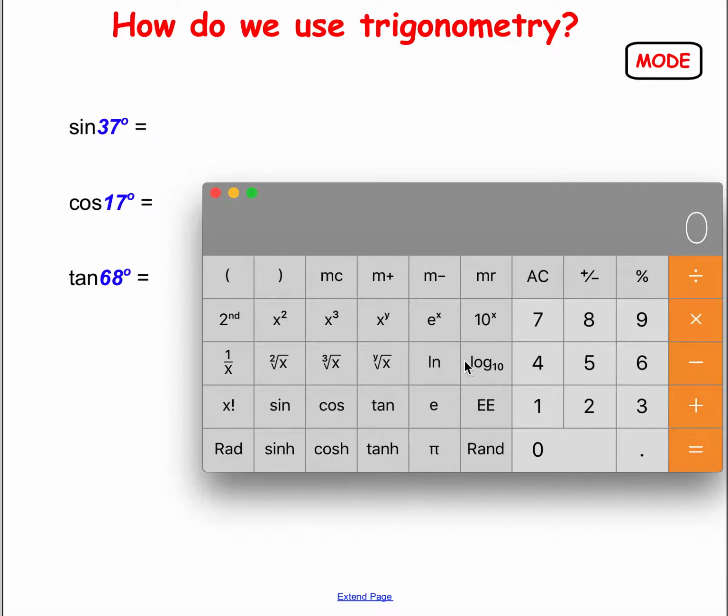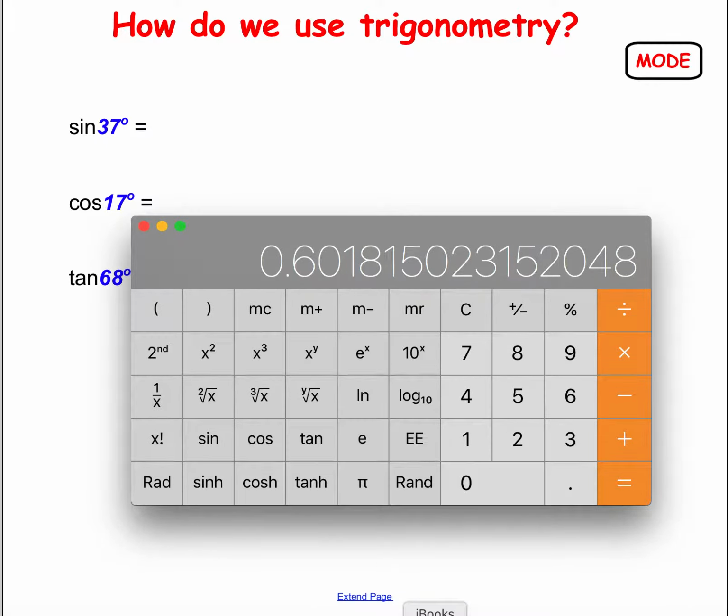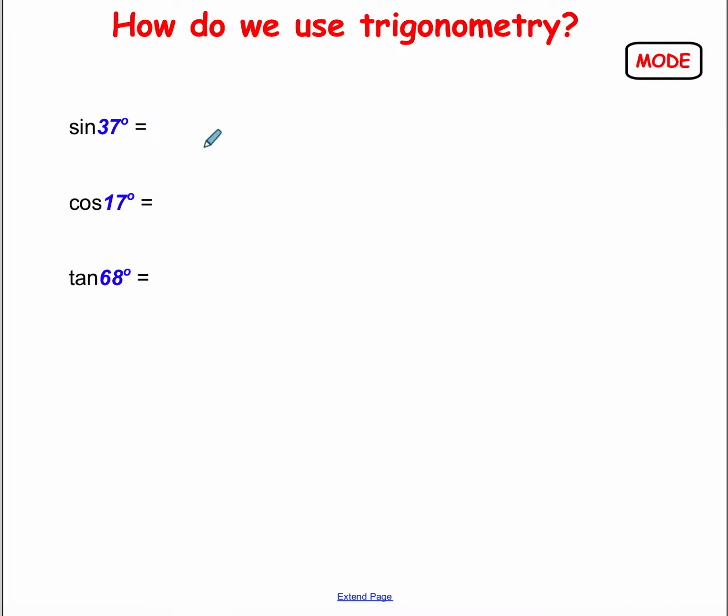I can take the sine, cosine, and tangent of these numbers. You'll see them on your calculator. This calculator is in degree mode, so I'm going to type in 37 and take the sine of 37, and I get 0.6. Let's think about what that means for a second. This is a ratio. It's sine, so that's the ratio of the opposite over hypotenuse. So the ratio of the opposite side to the hypotenuse of a 37-degree angle is going to be 0.6.